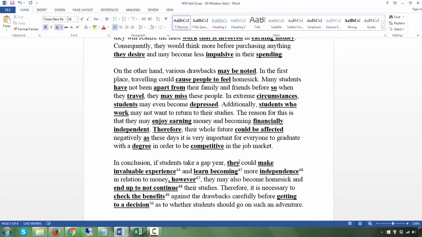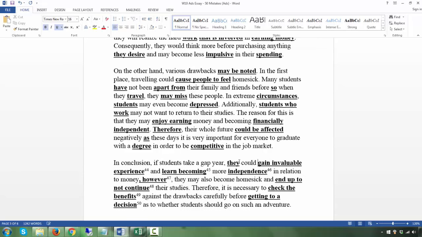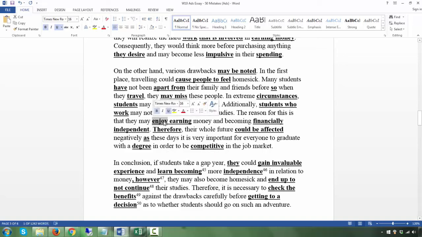They could make a collocation mistake. You do not make invaluable experience, you gain invaluable experience. So it's a verb collocation mistake. And learn, you don't learn becoming. Learn is a verb. So just like enjoy, after the verb enjoy, if you want to put another verb, it is ing, but this is not the same.